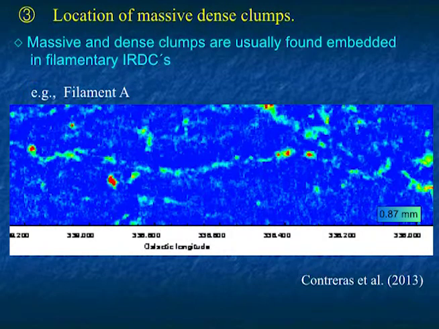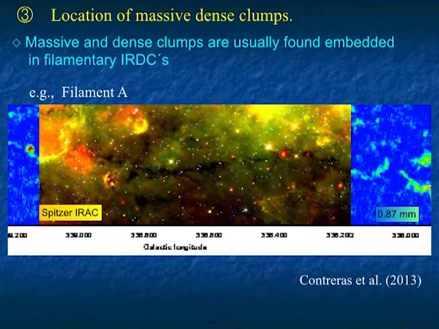So where are massive and dense clouds located? They are usually found embedded in filamentary infrared clouds. Here I have an example of that. This is from the survey done with ATLASGAL at 850 microns, or 0.87 millimeters, where you have this beautiful filament. This is in fact in the infrared dark clouds. So you see here very nicely in this observation that these are infrared dark clouds. And the massive and dense clouds are located in fact in these filaments.